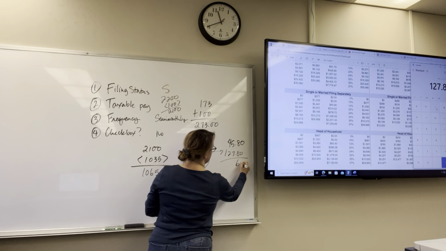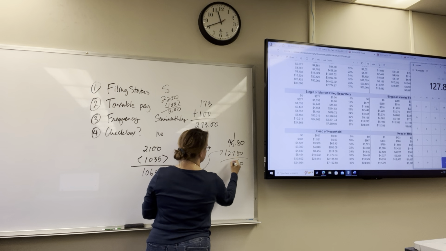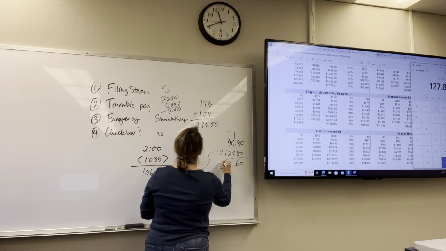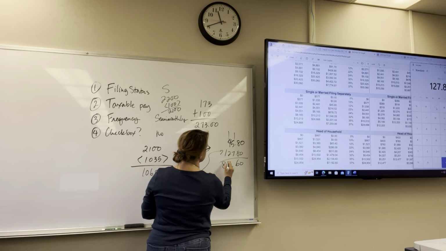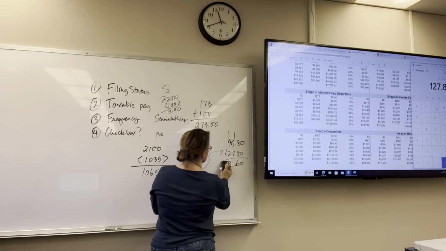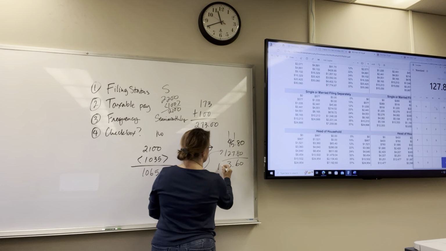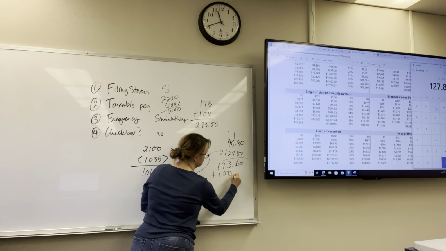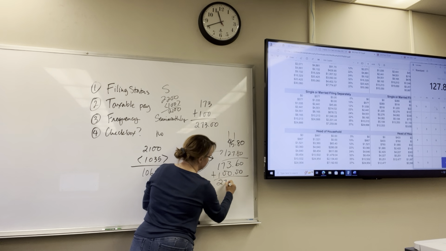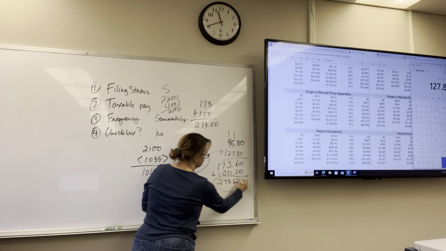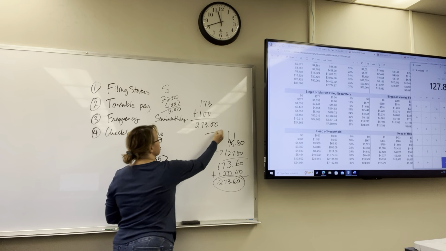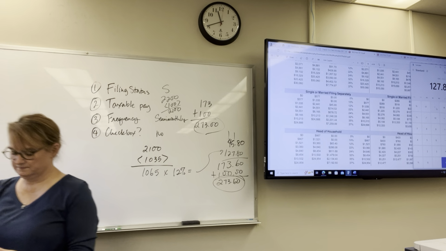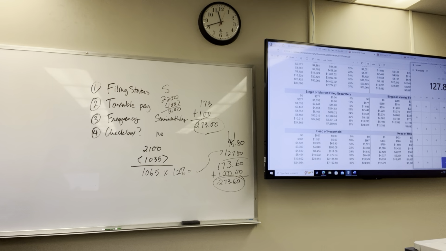So we'll add those together. 12, 13, 7, 8. Get 183. I'm sorry, that's a 7. 173.60 plus 100, so 273.60 would be the other. So that's how much we're going to withhold for her.